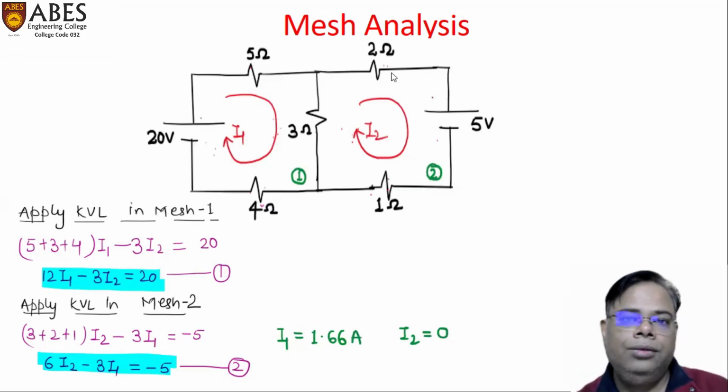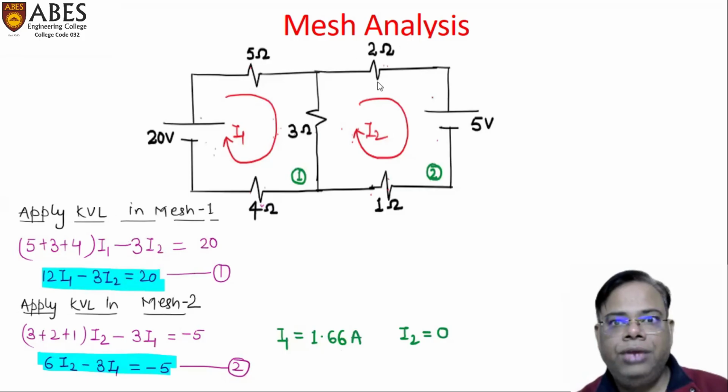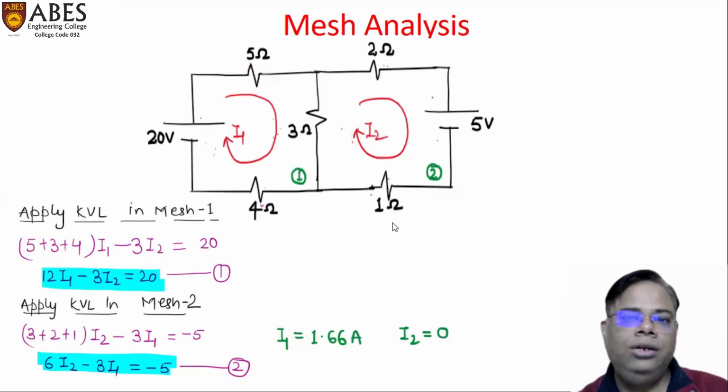Then if we are finding the current in the 2 ohm resistance, it would be I2, and I2 is 0. Then the final current of the 2 ohm resistance is 0. And similarly, the current in the 1 ohm resistance is 0. As you can see, by applying KVL in the mesh analysis method, we can easily find the current or voltage in any particular element or branch of the circuit.